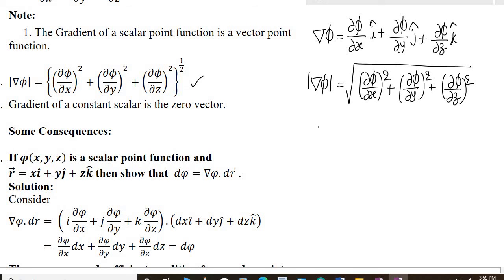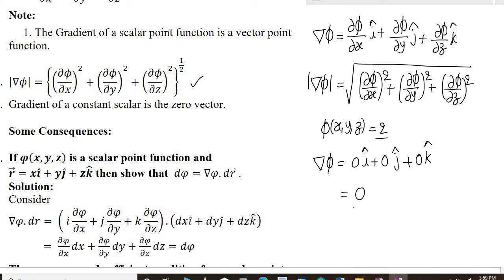Gradient of a constant scalar is a zero vector. Observe, if phi of x, y, z equal to 2, then grad phi equal to 2 differentiation with respect to x, 0 i cap, 2 differentiation with respect to y, 0 j cap, 2 differentiation with respect to z is 0 k cap. That is, grad phi of a constant is 0.